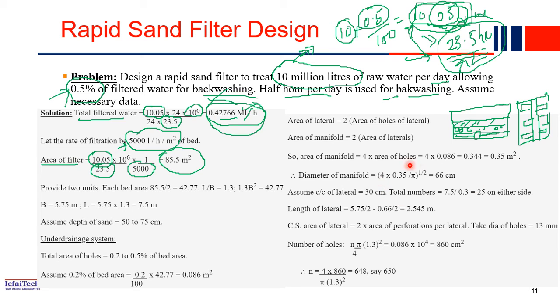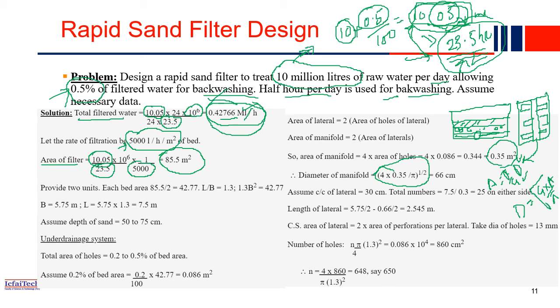So d will be root of 4 into cross-sectional area by pi, is not it? Let me do it here quickly. This is the cross-sectional area of this main pipe, is not it? So area is equal to simply pi by 4 into d square, right? Now we are finding out what is d. So d will be root of 4 into area by pi, is not it? That's what we have done here.